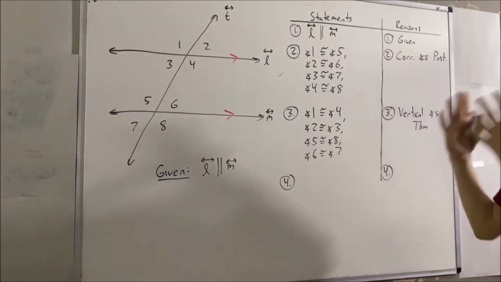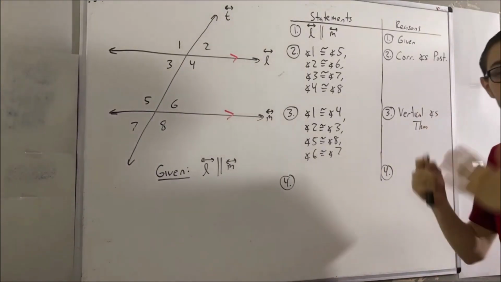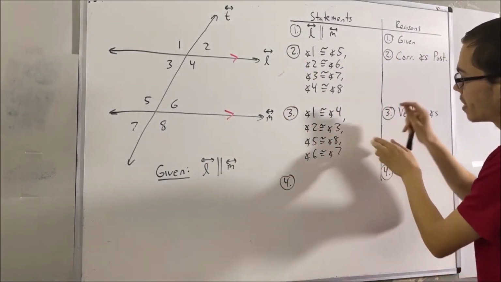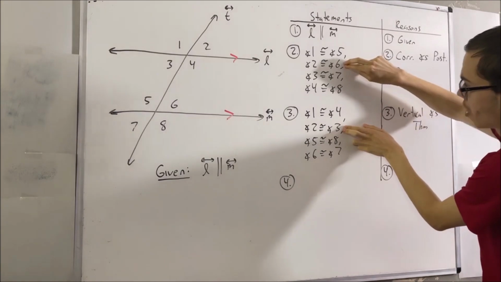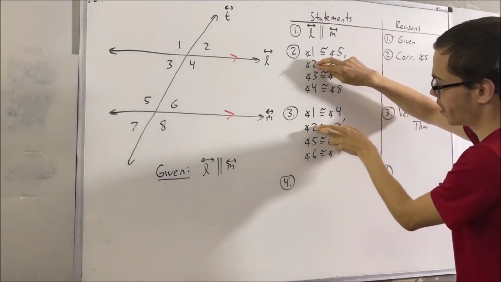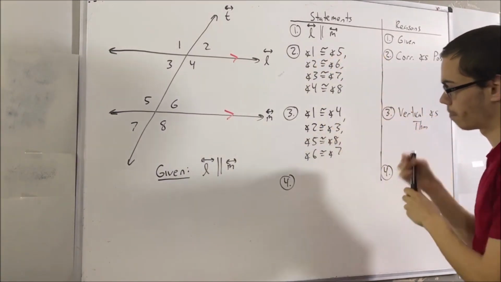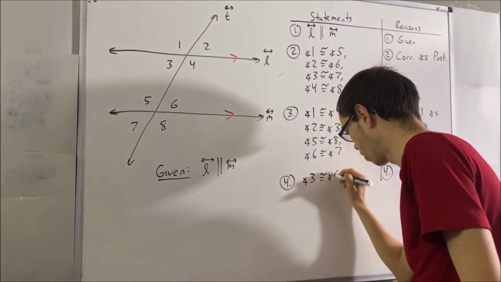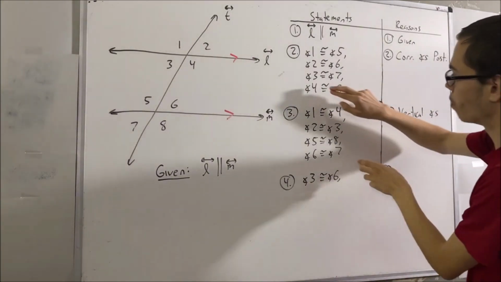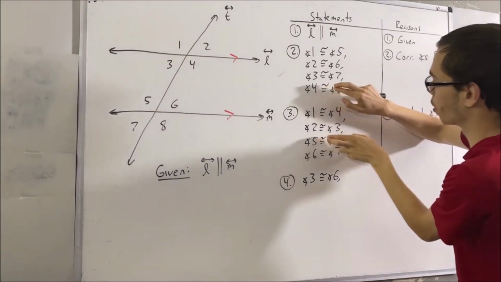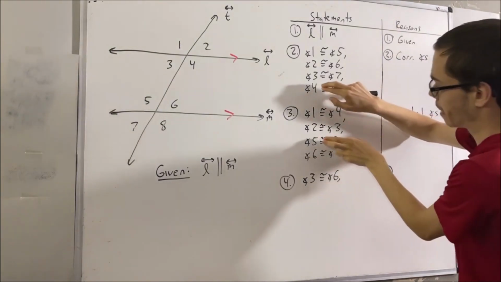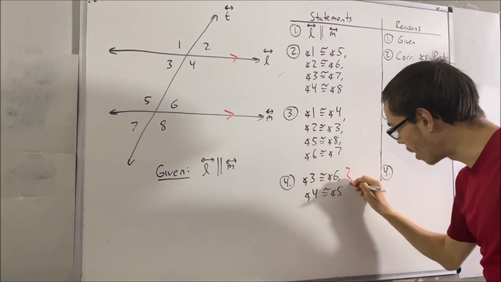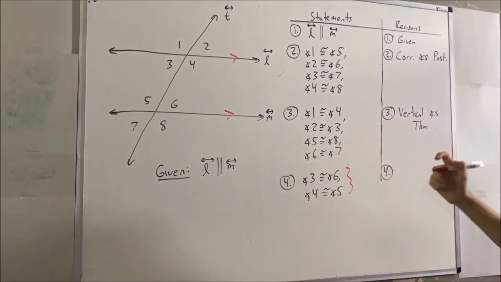And at this point, all we have to do now is apply the transitive property from step 2 and step 3. Notice that both angle 3 and angle 6 are both congruent to the same angle. Therefore, they must be congruent to each other. Also, both angle 4 and angle 5 are congruent to the same angle. Therefore, they must be congruent to each other as well. But really, these are our pairs of alternate interior angles.